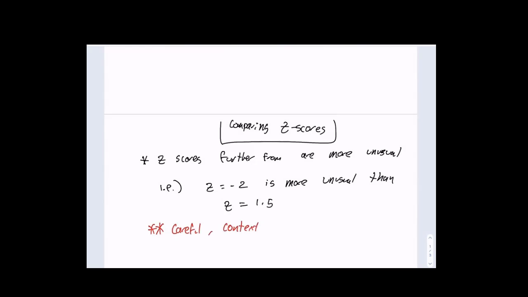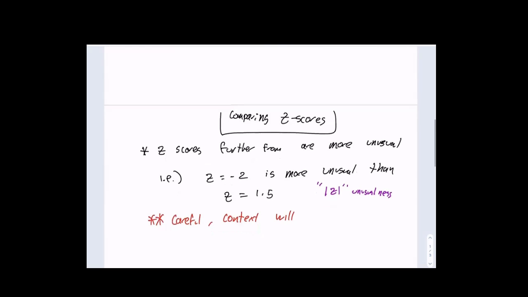Context will, or I get what you're saying. Yes. So what Anne is saying is true. When you're just trying to feel unusualness, it's just the absolute value for that z-score. But careful, context will determine if positive or negative z-scores are good.